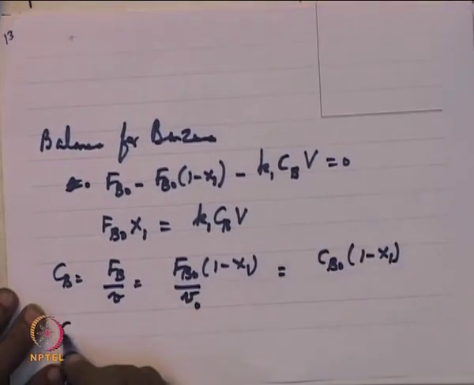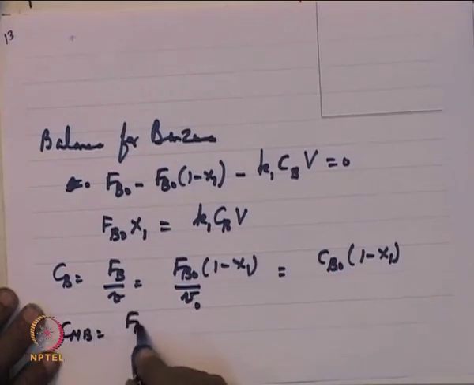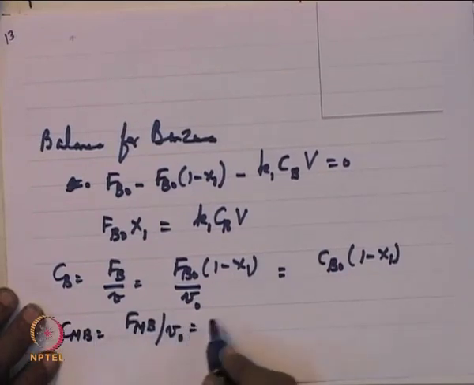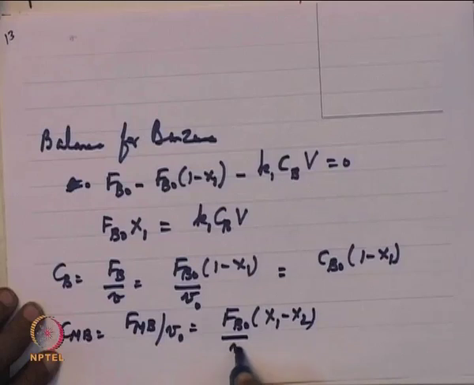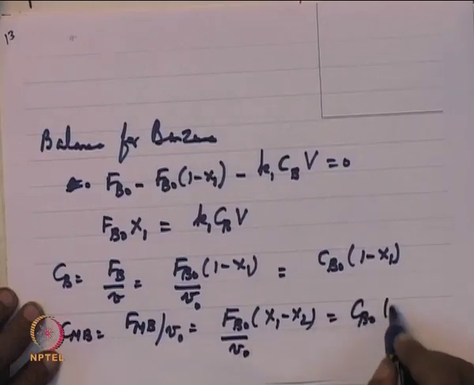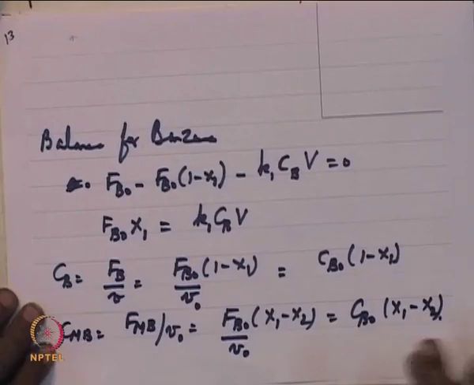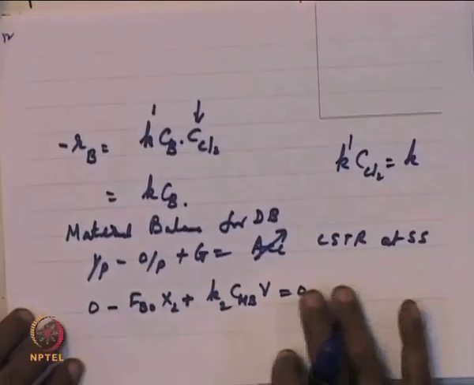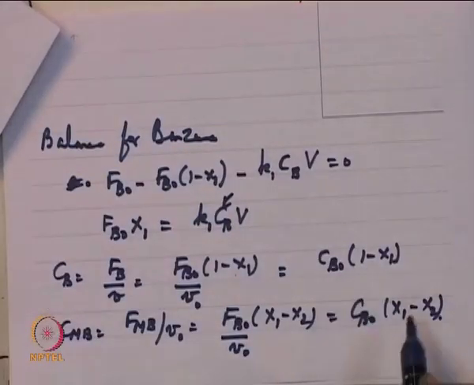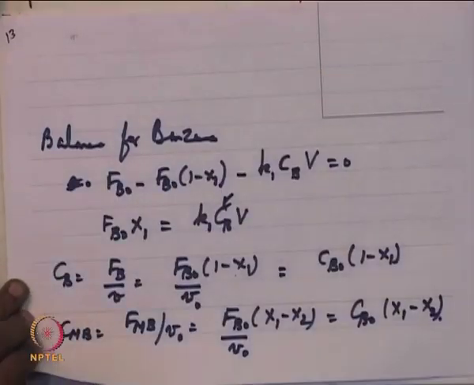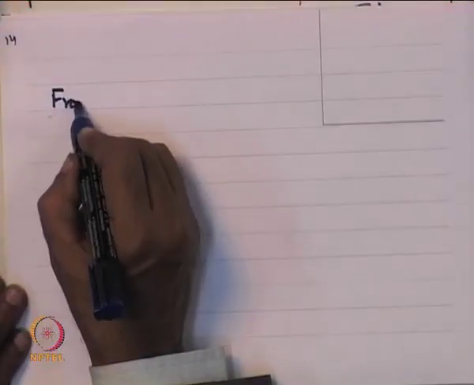Similarly, CMB equal to FMB by V 0, where FMB equal to FB 0 times X 1 minus X 2, divided by V 0. This is equal to CB 0 times X 1 minus X 2. So, why have we done this? We have done this because we want CMB and we also want CB in terms of X 1, X 2, that is what we have got. So, we have got everything in the form in which we require, therefore, we can now use it to go forward. So, we can substitute appropriately, let us do it from the benzene balance.